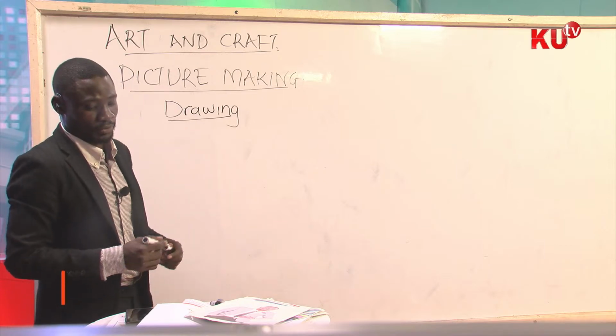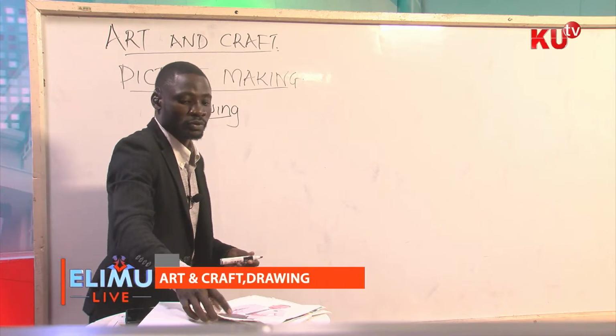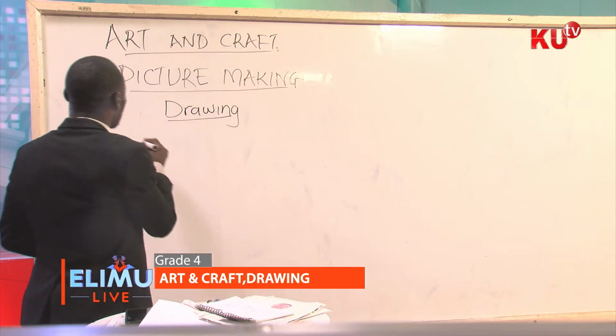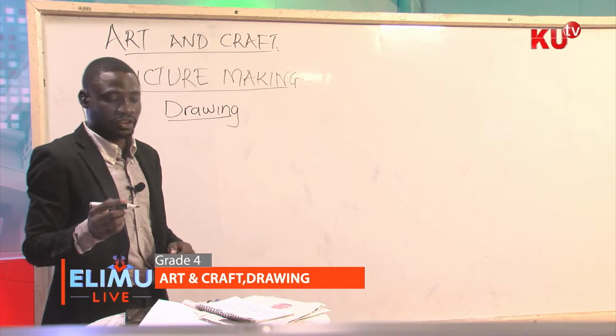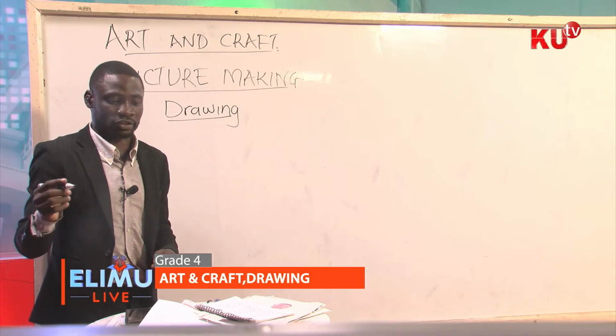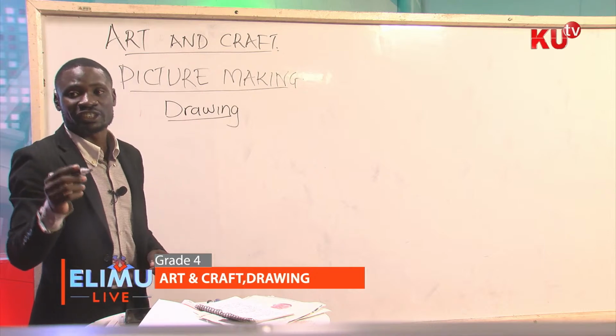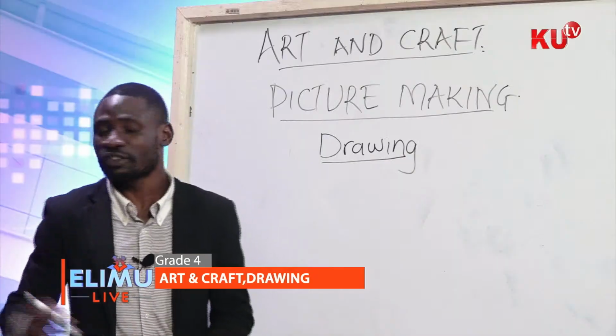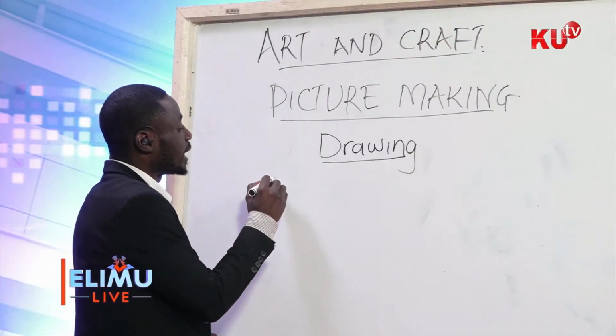What is drawing? Drawing is an art. It is an art of making pictures on paper by use of tools such as pencils. You can also use a pen. You can also use crayons. So drawing is an art.